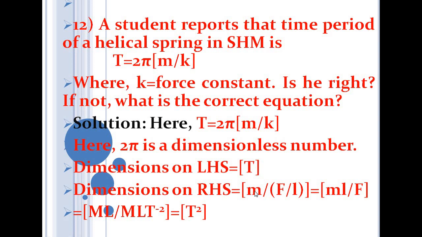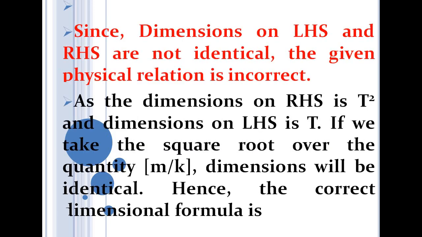Once again, m is a mass, and what is k? K is the force constant, force per unit length, simply force by L. M is the mass, dimension M, L is the length, dimension L, and force has the dimension MLT minus 2, that is simply ML cancel, that is T2, the dimension on the right side. Since the dimension on the left side is not equal to the dimension on the right side, the given physical equation is dimensionally wrong.